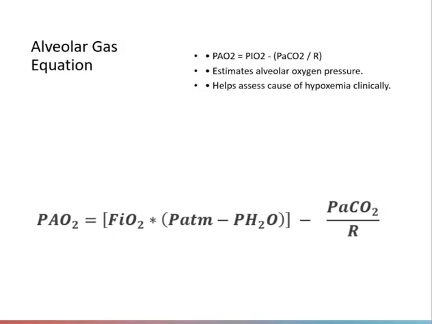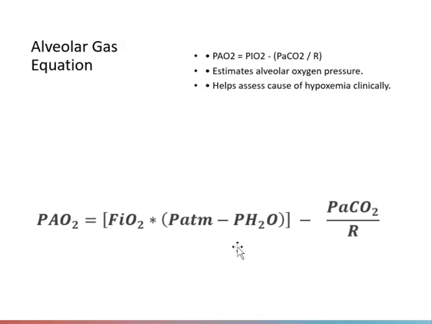Now a little bit on the alveolar gas equation. The alveolar gas equation allows us to estimate the partial pressure of oxygen in the alveoli, or the PAO2. And it's calculated as this equation here. PAO2 equals FiO2 times (Patm minus PH2O), all subtracted by PaCO2 divided by R.